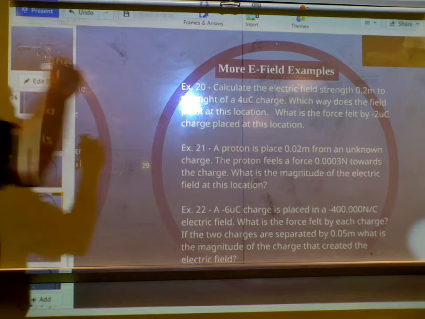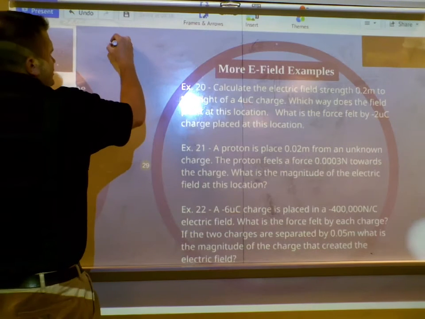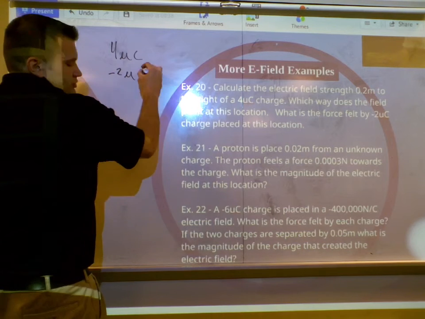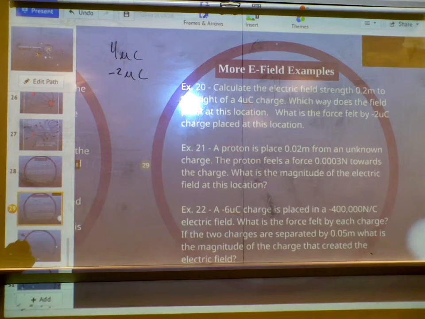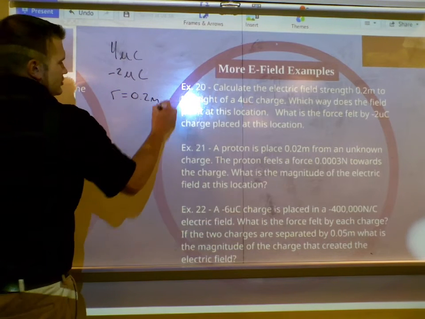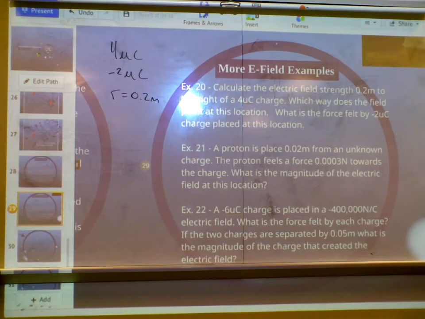So we have two charges. We have 4 microcoulombs, and we have -2 microcoulombs. Right? And we have a radius or a distance which is 0.2 meters. Okay? Now there's a couple things that we need to figure out.